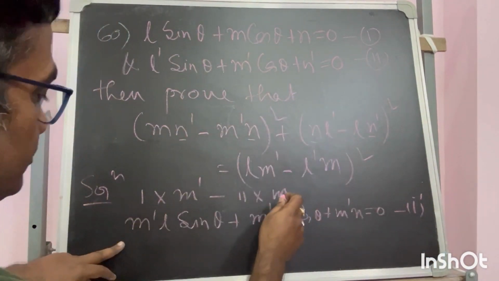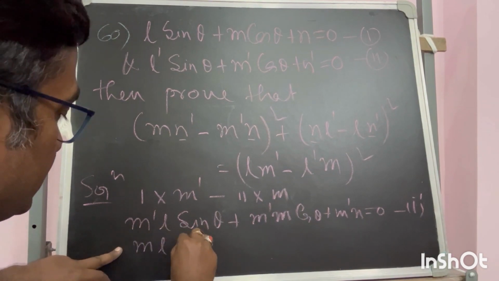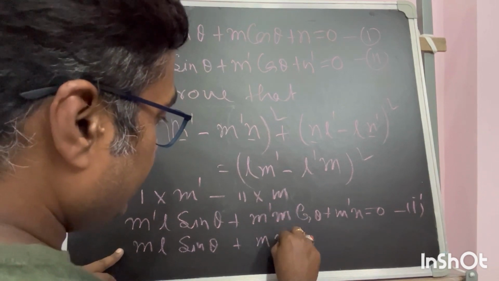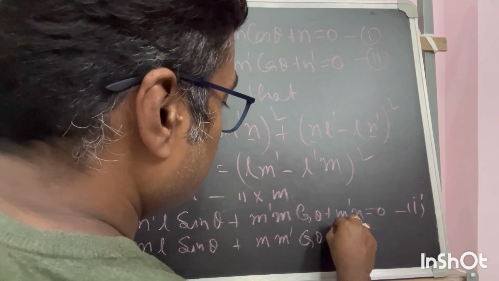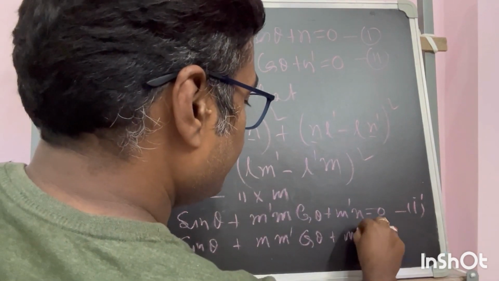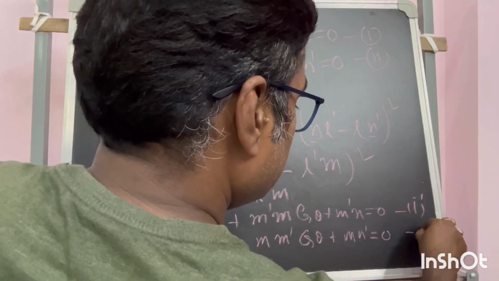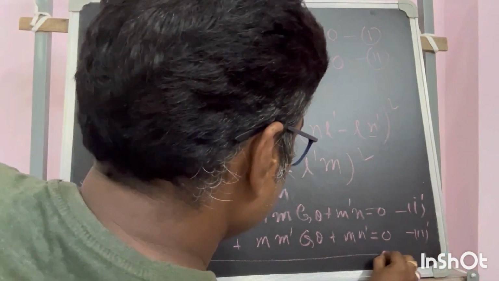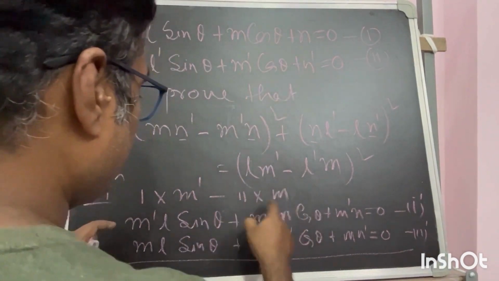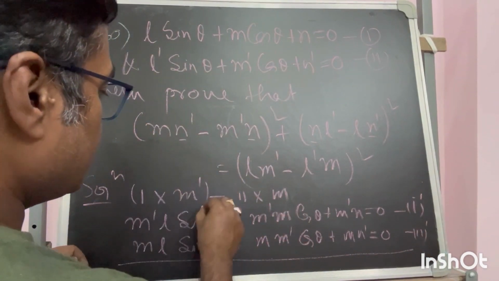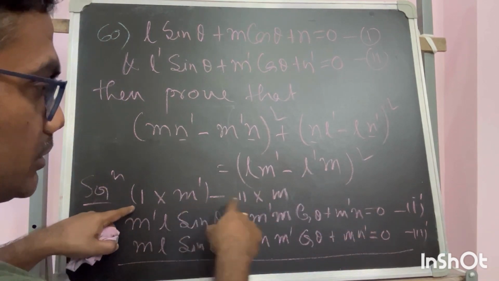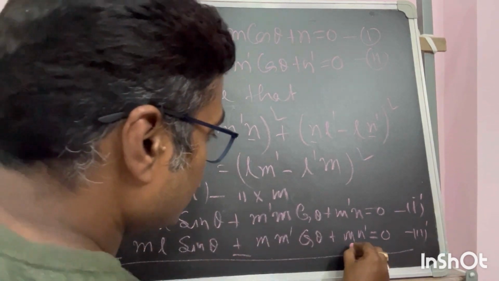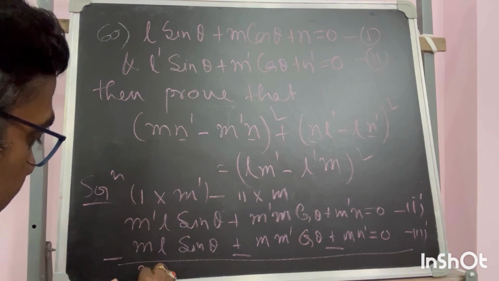And the second equation I am multiplying with M. So ML sin theta plus M dash cos theta plus M N dash is equal to 0. That I will keep the same. So now the condition is that I will deduct this. Rather, I will do that, and after that, this I am multiplying with the M dash, and now I am deducting. Okay, simply.